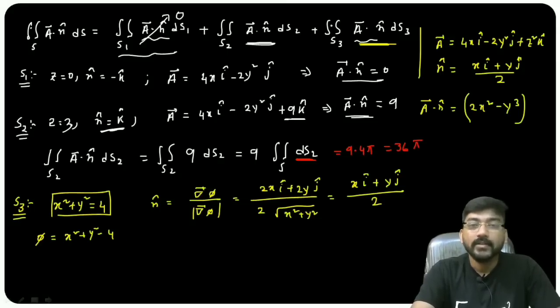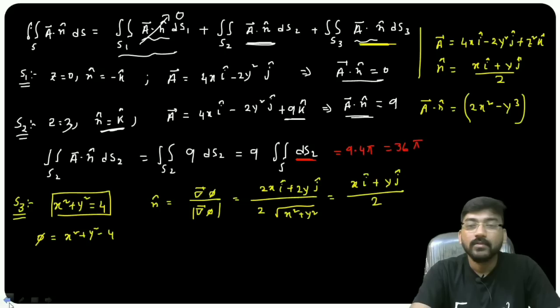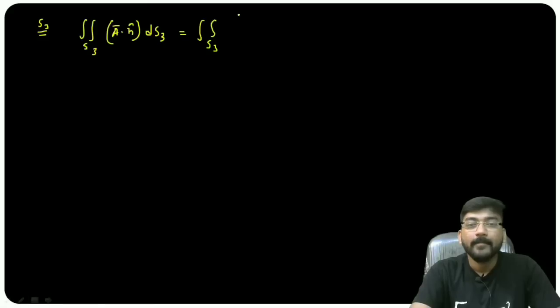So what will be your third integration? This is very interesting. That is a dot n cap into ds3. So the third integration, that is on s3, the integration over s3 of a dot n cap into ds3, is nothing but the surface integration of 2x square minus y cube into ds3. This is your integration. Now let me see the diagram.